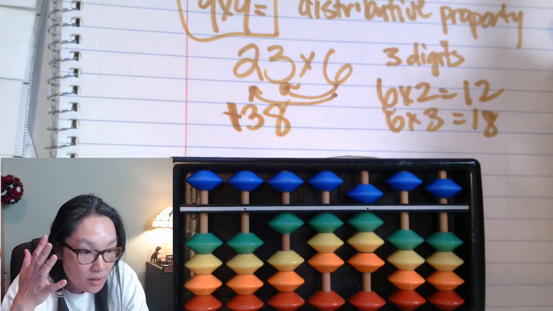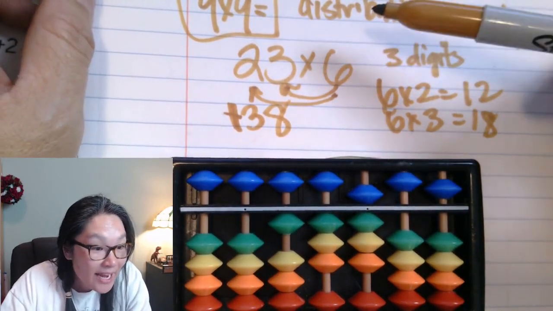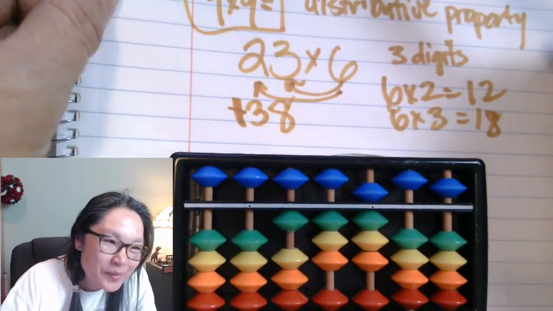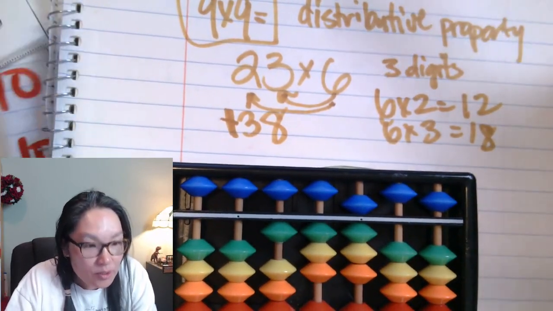Make sense? So what we just did is multiplication. And what we did is, hey, hello, help. I forgot. Thank you, Marlene. Thank you, Marlene.